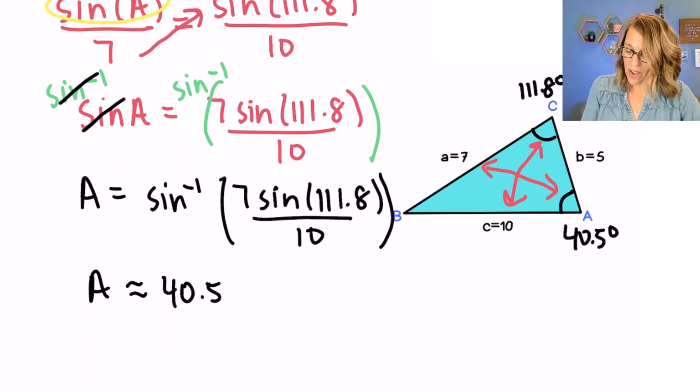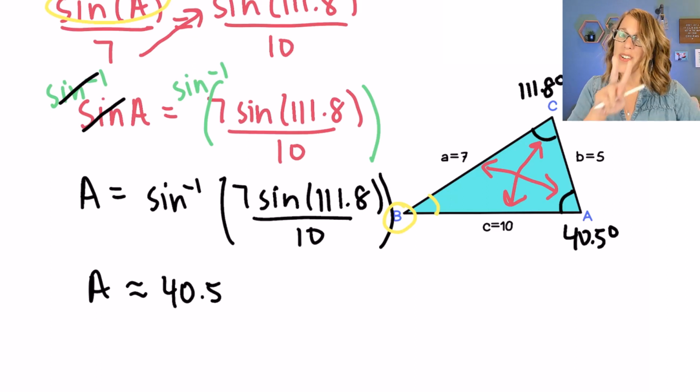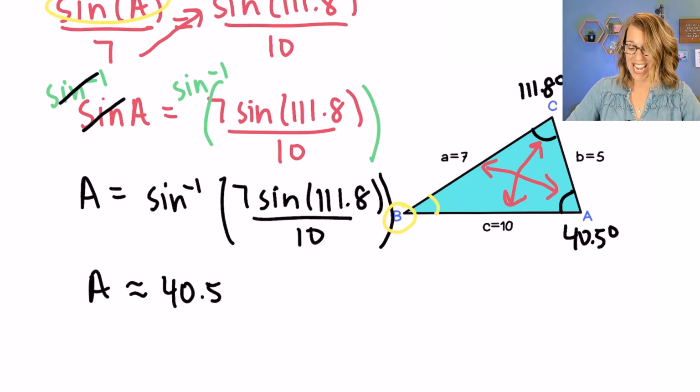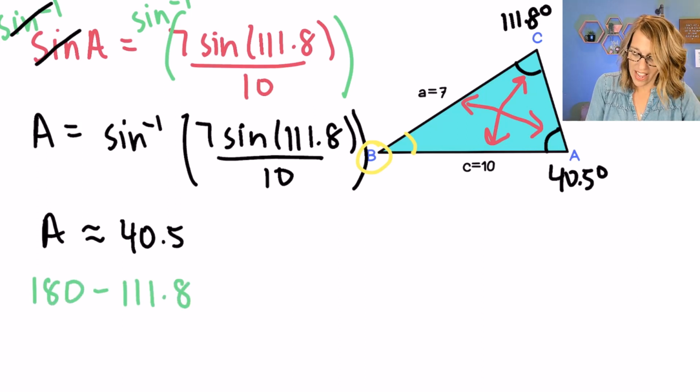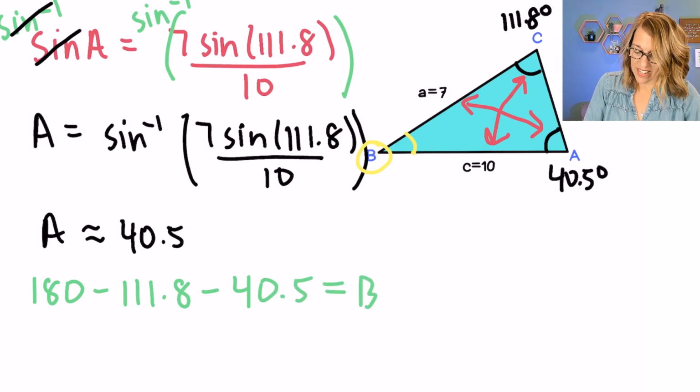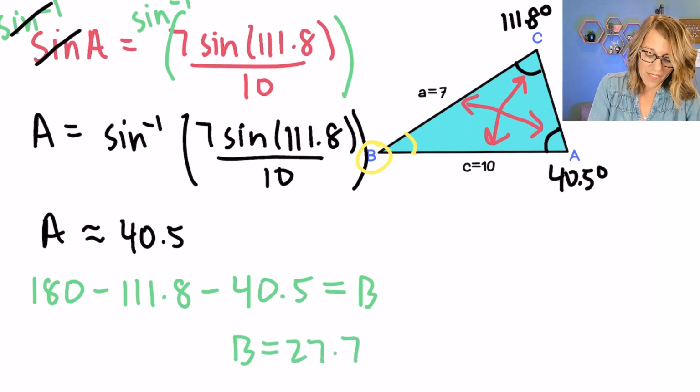That leaves me with just one angle left to find, and that happens to be angle B. Well, I know two angles, so I'm going to use the fact that the sum of all of my angles in my triangle adds to 180. So I'm going to take 180 and subtract the angles that I know, and that's going to be angle C and angle A. This is equal to angle B, and I get that B is 27.7. So 27.7, and we have found all of our values.